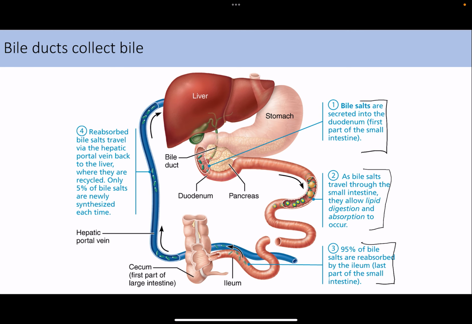95% of our bile is reabsorbed by the ileum. So we are recycling a lot of our bile. We don't really get rid of it. We just recycle it and reuse it all over again. And then the reabsorbed bile salts travel back through the hepatic portal vein to the liver, where they are recycled. Only 5% of our bile is remade or reproduced. 95% of it is recycled.